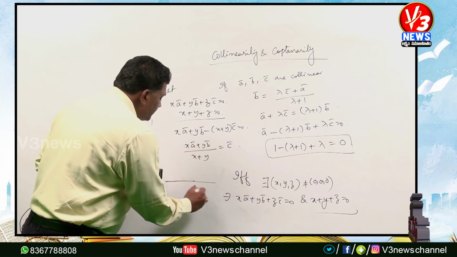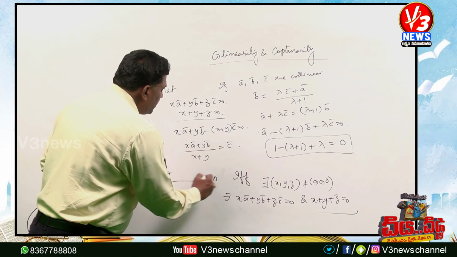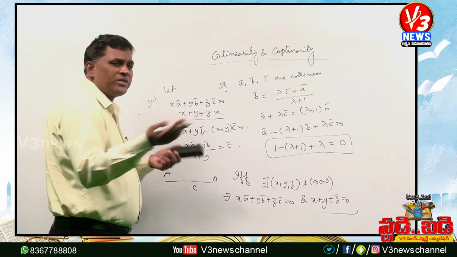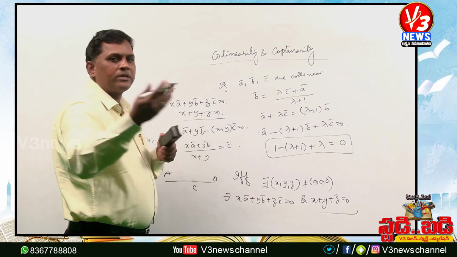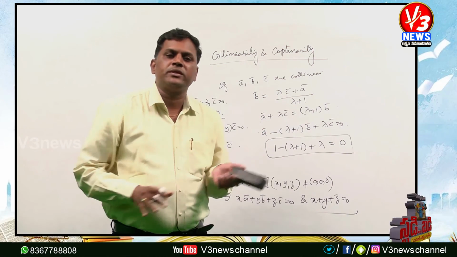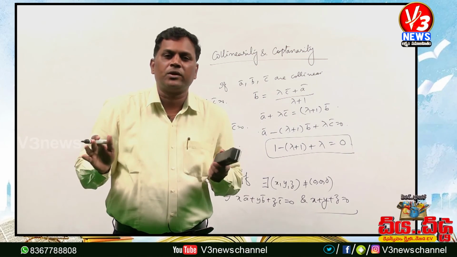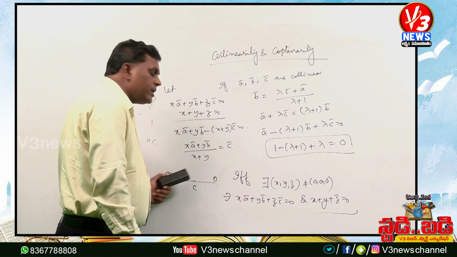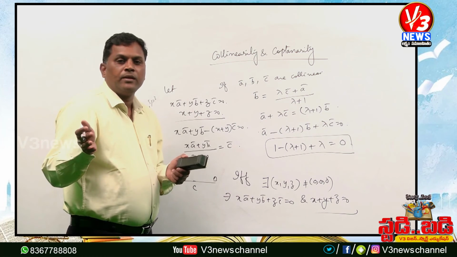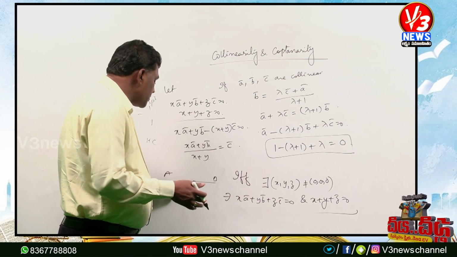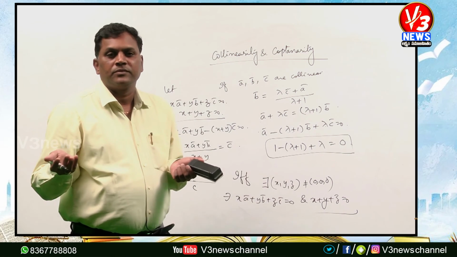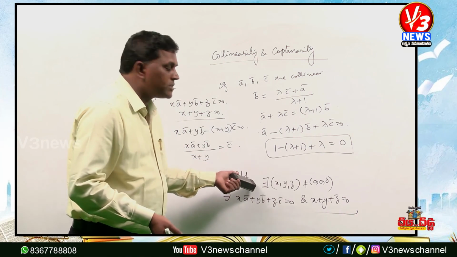C divides A and B in the ratio y is to x. If the ratio is negative, it becomes external; if it is positive, it becomes internal. It's not a matter of internal or external, but the matter is that C is dividing AB in a certain ratio. If it is dividing these two in a ratio, then definitely C is collinear with A and B.